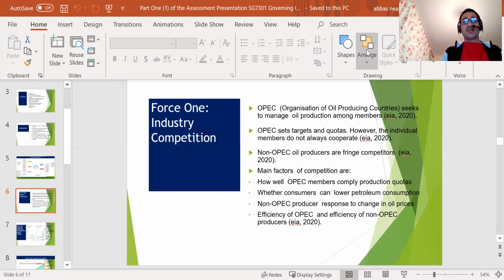The official objective is to keep prices fair and stable and to make sure that a regular supply of petroleum reaches the consumer nations. Of course, OPEC needs to provide an acceptable return to the investor. OPEC seeks to coordinate the amount of oil production among members by setting targets and quotas. However, the individual members do not always cooperate.